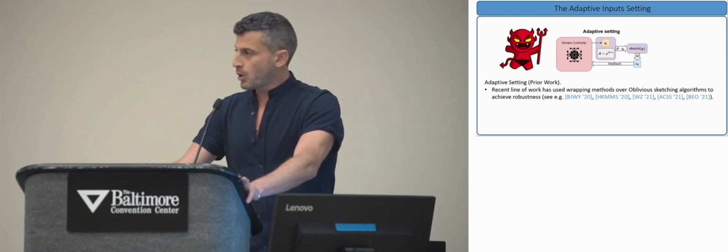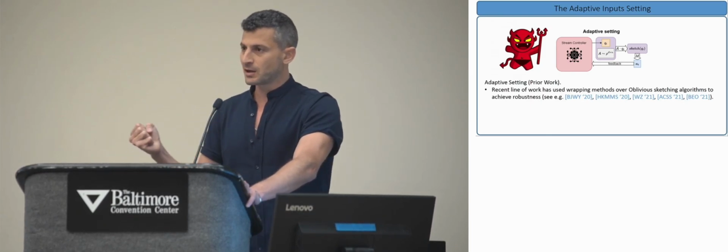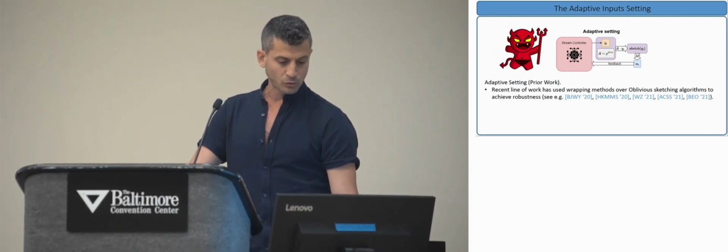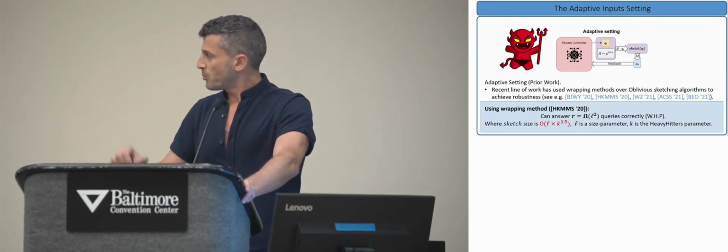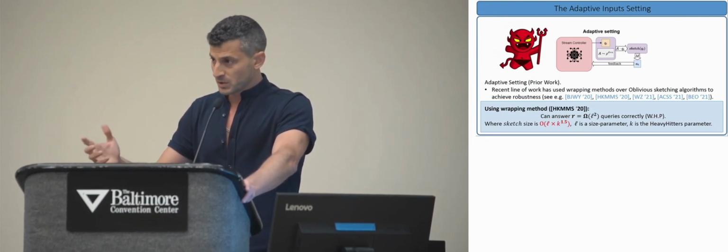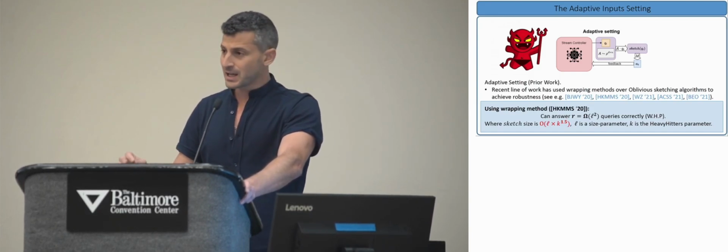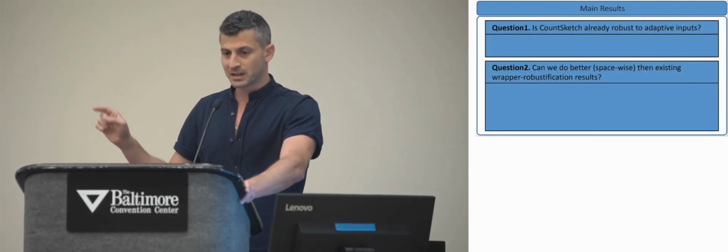Prior work provided general frameworks that took existing oblivious algorithms and, using a wrapping technique, made them robust to the adaptive setting. In this setting, we can achieve a space complexity of L, which is the sketch size, times K to the 1.5, where K is the parameter of the heavy hitters problem.